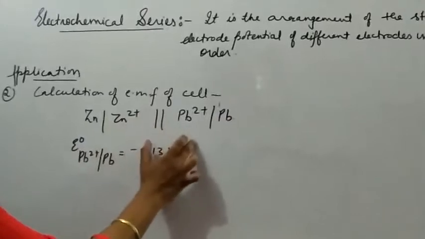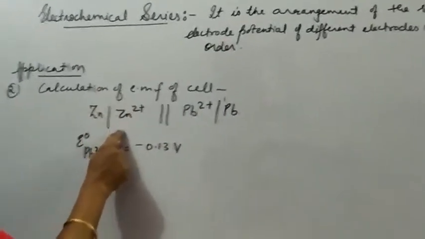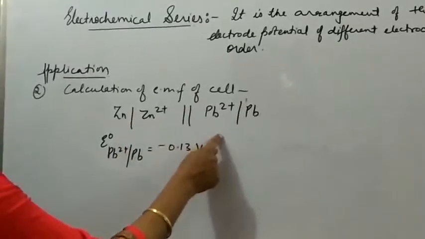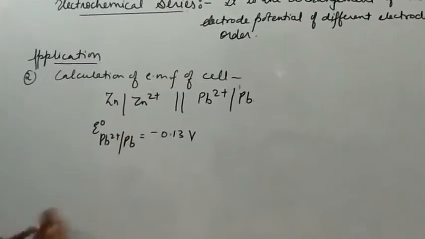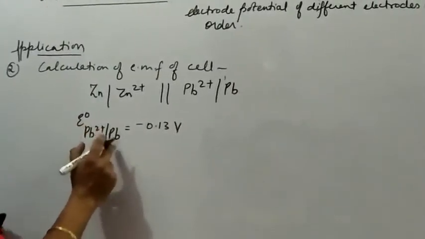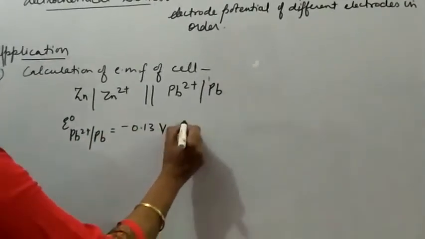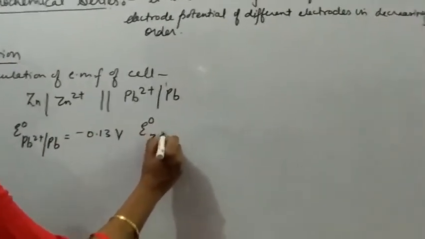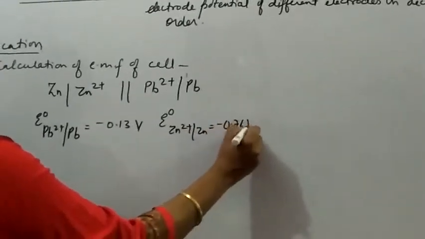Now this cell consists of zinc as the anode and lead as the cathode. This is the cell representation, and we are given the value of lead, that is E naught, Pb2+ half cell Pb, as the standard electrode potential, which is minus 0.13 volt, and that of zinc is minus 0.76 volt.